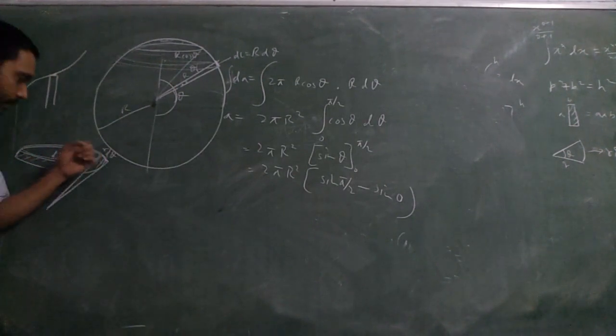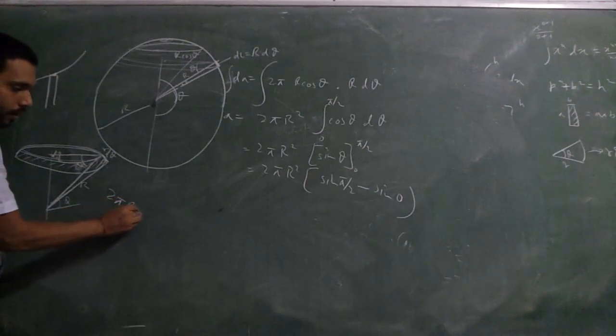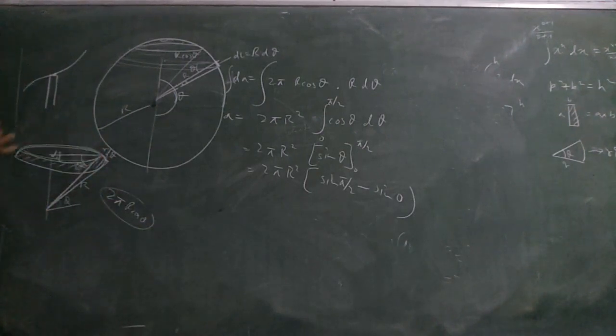So this circumference length is how much? 2 pi into the radius of this random ring. What is the radius of the random ring? This length or this length, both are r. This angle was theta. So this angle or the bigger angle, anything I can consider to be theta. This angle is theta, alternate angles. Hence this length is r cos theta. So 2 pi r cos theta is the rim length.